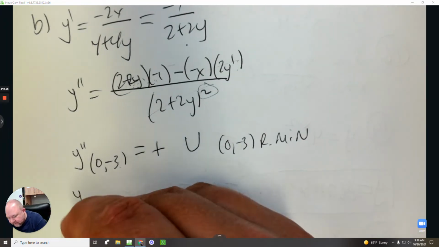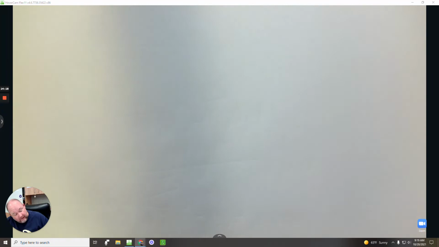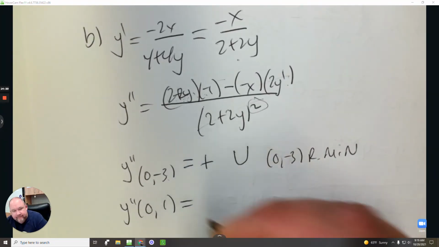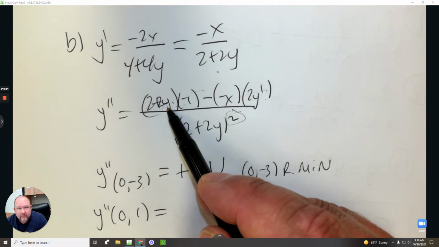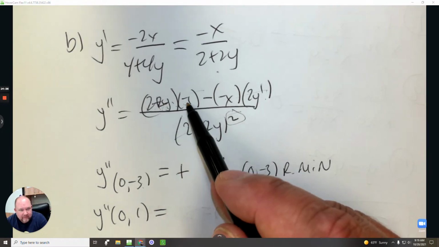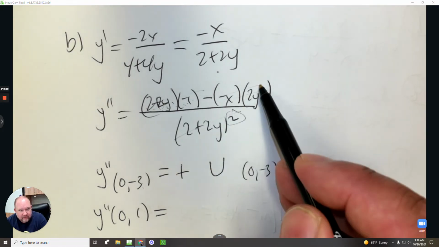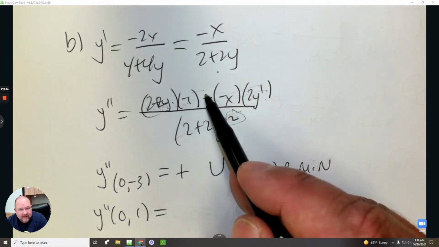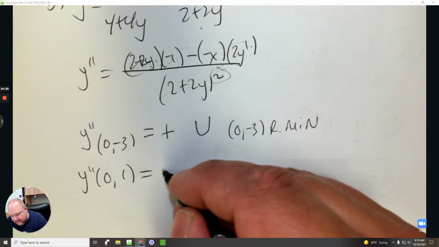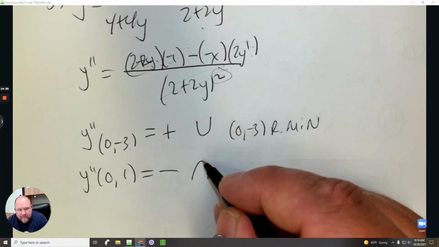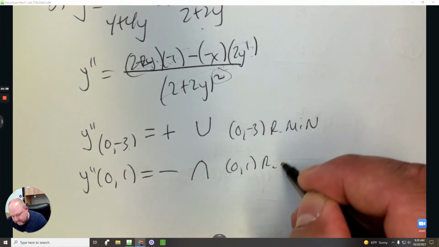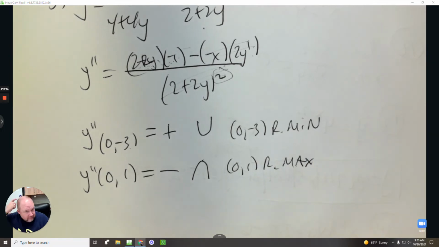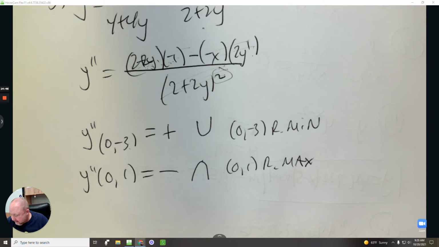If I use the second point, which is 0 and 1, if I plug 1 in here, 2 times 1 is 2. Plus 2 is 4 times negative 1. So this is negative, this is 0, and this is positive. So it's a negative divided by a positive. So that means it's concave down, which creates a maximum. That's using the second derivative test, using concavity to know if it's a maximum or a minimum.